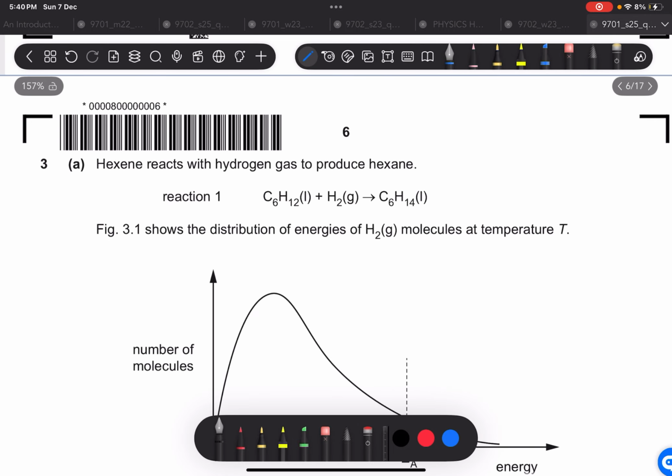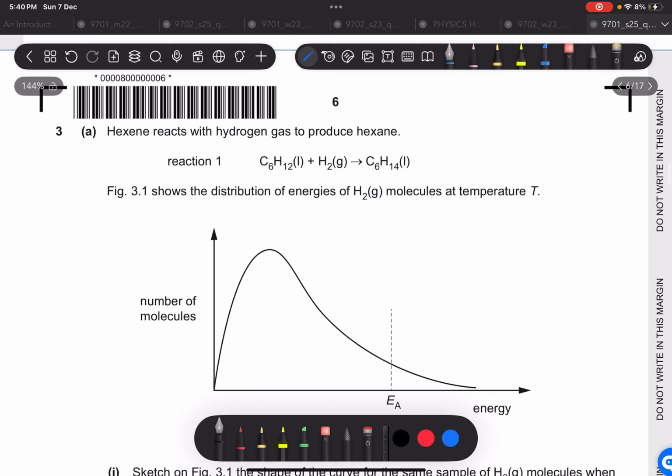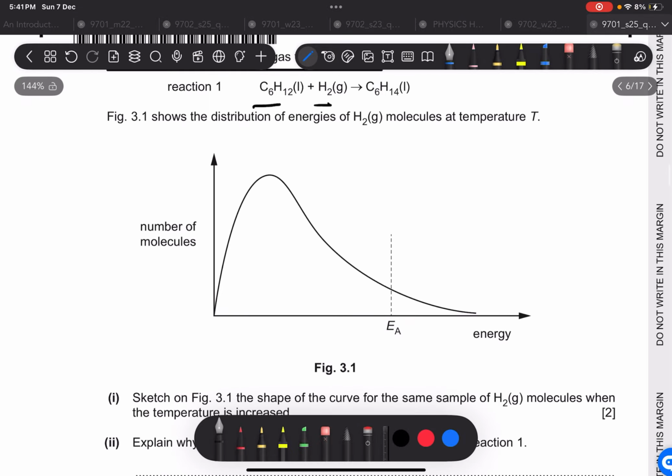Okay, moving on to the next question, which says that hexene reacts with hydrogen gas to produce hexane. Okay, so you have hexene, you have hydrogen gas, and you're producing hexane. This is catalytic addition of hydrogen into an alkene. Okay, you have a Boltzmann distribution curve that shows the distribution of H2 molecules at temperature T.